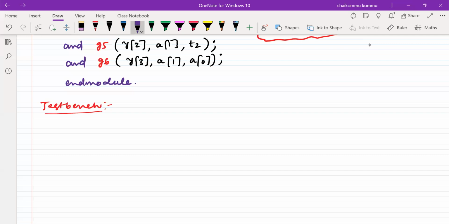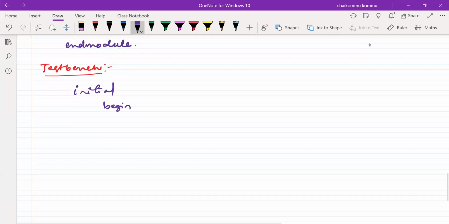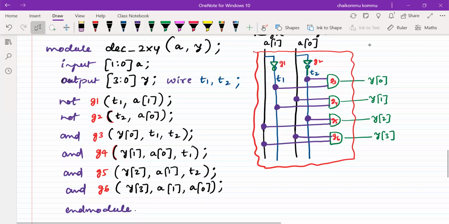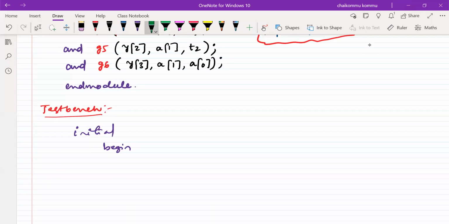So I'll start with initial begin. How do I start? What is the value? Here I write the inputs again, E of 1, E of 0. So what are required? 0 0, 0 1, 1 0, 1 1.